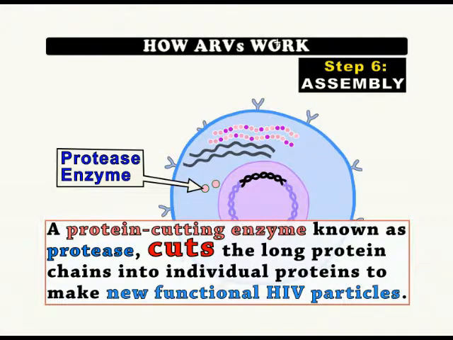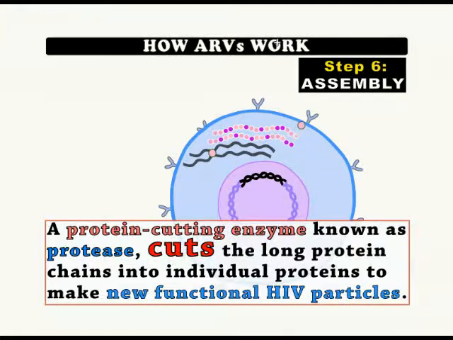Step 6 in the HIV life cycle is known as assembly. Right here, we have the enzyme known as protease. A protein-cutting enzyme known as protease cuts the long protein chains into individual proteins to make new functional HIV particles.